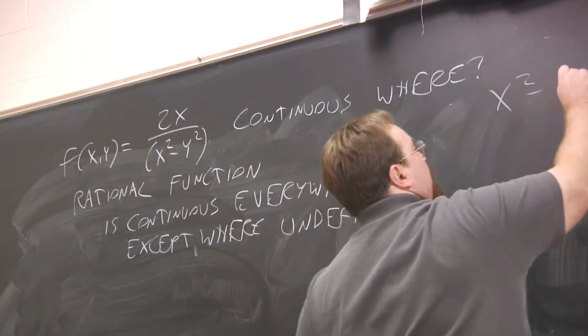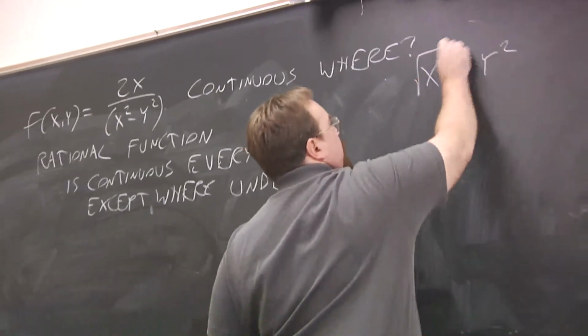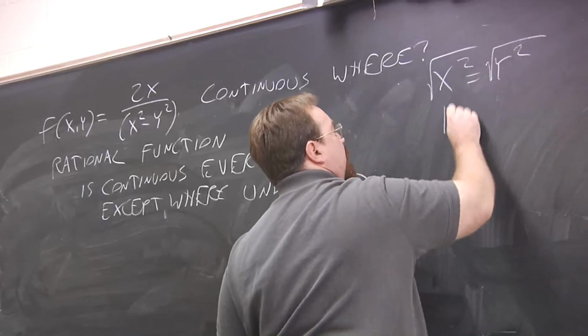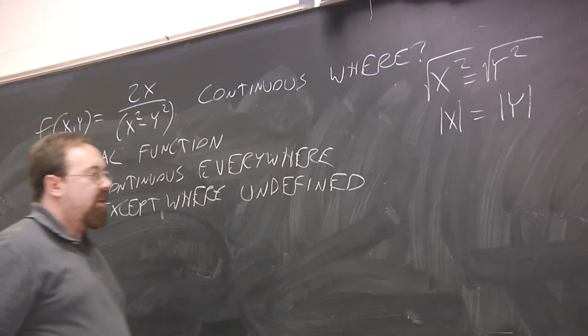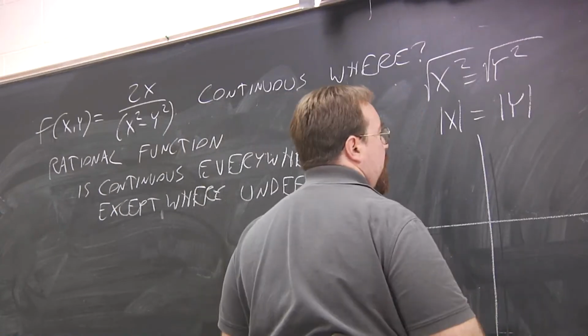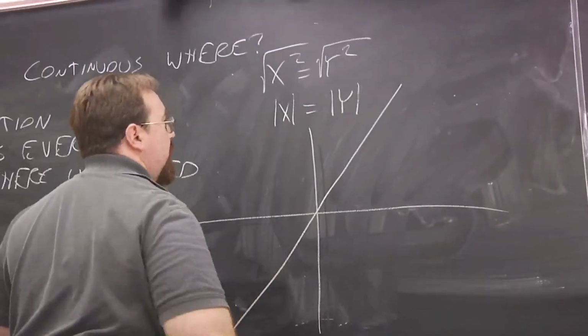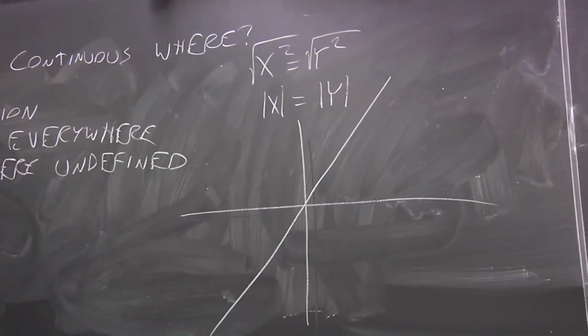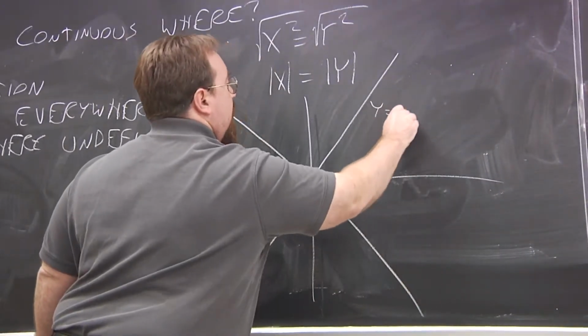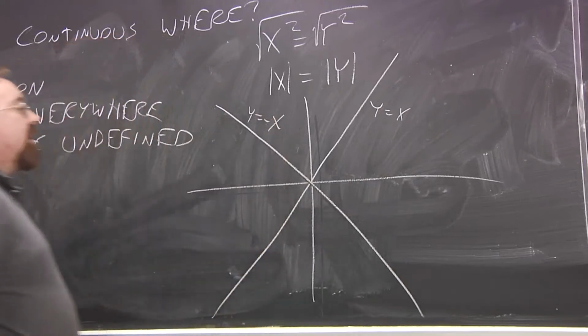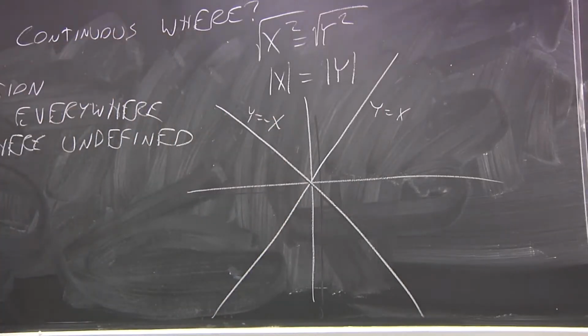x squared equals y squared. If we take the square root of both sides of this, we get that the absolute value of x cannot equal the absolute value of y. So if we take a look at the xy plane, here's where y is equal to x, which would also cover the case of minus x equals minus y, but also along this line. So here's y equals x, y equals minus x. Those are the places in the xy plane where this function is not defined and therefore is not continuous.